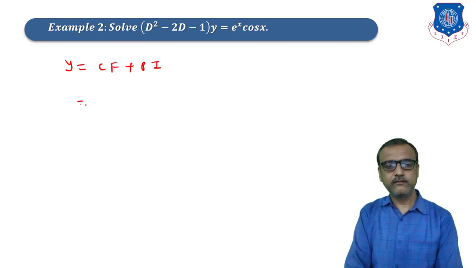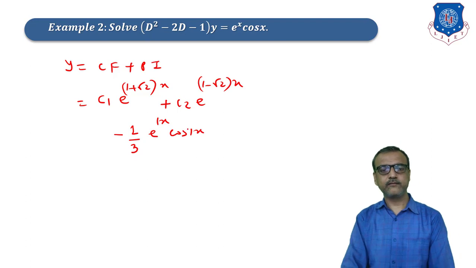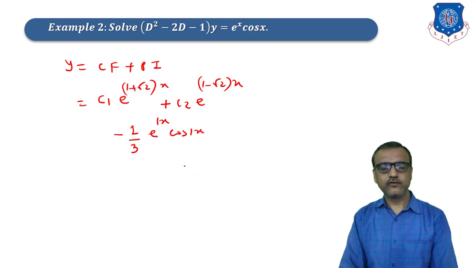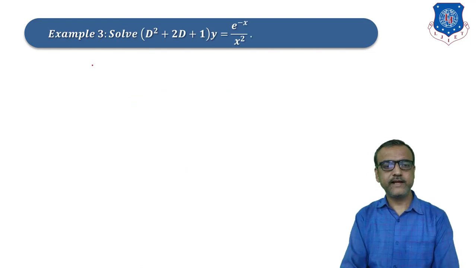CF is C1 e raised to (1 plus root 2)x plus C2 e raised to (1 minus root 2)x, and PI is minus 1 upon 3 e raised to x cos x. So this was all about example number 2. Now we will see example number 3.